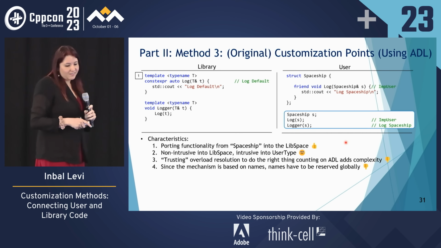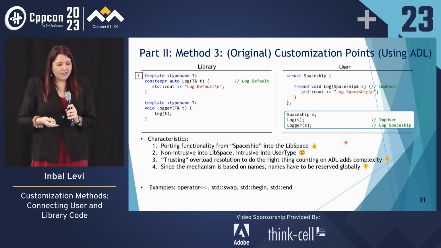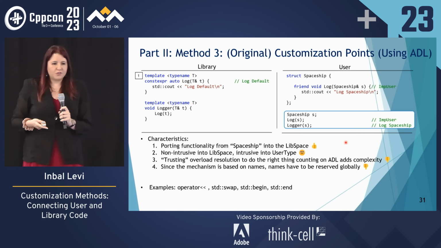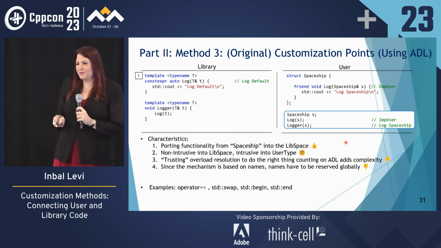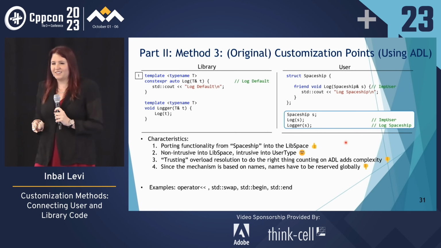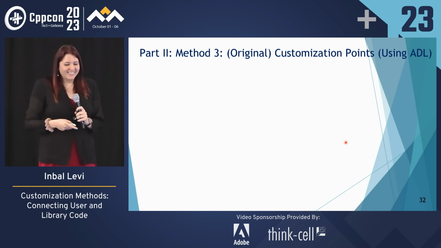Not great in my mind. And of course, it's based on names. So if you ever try to do std swap, that is the way to specialize this for your type. But I think you should probably just use ranges swap.